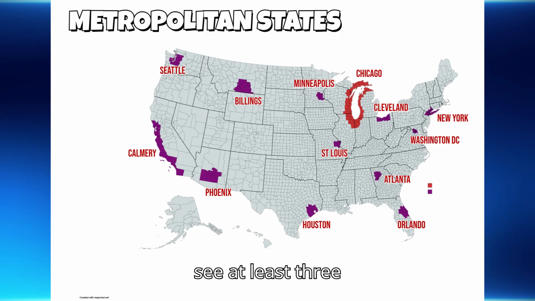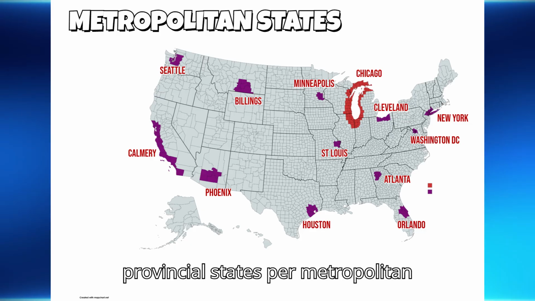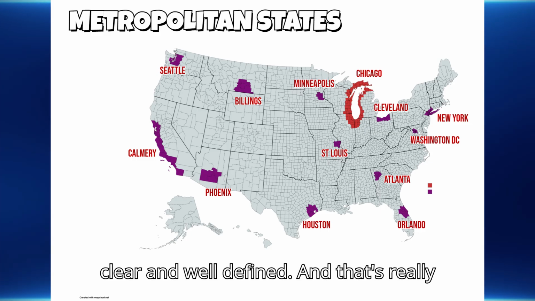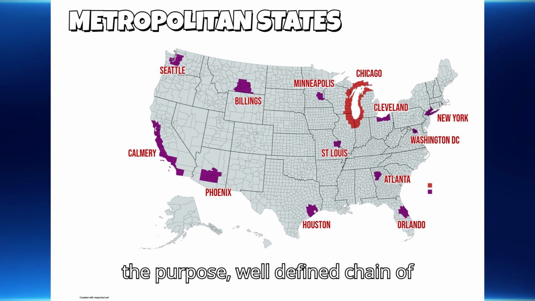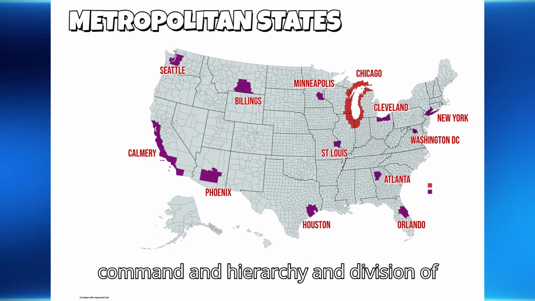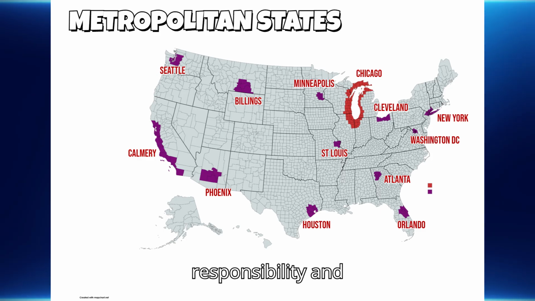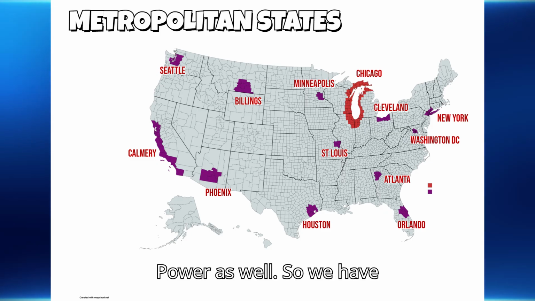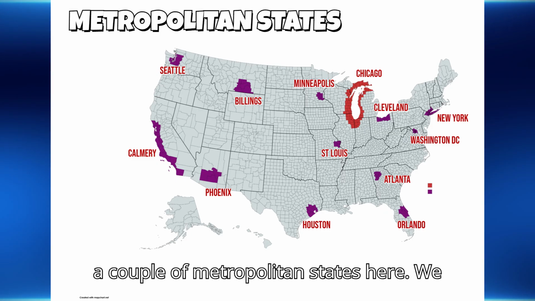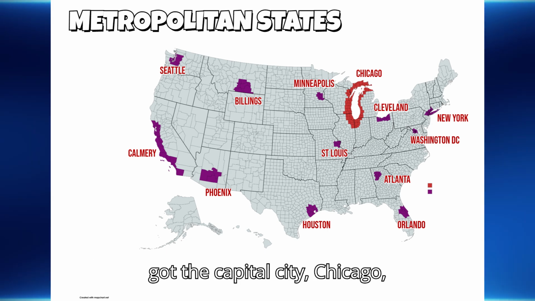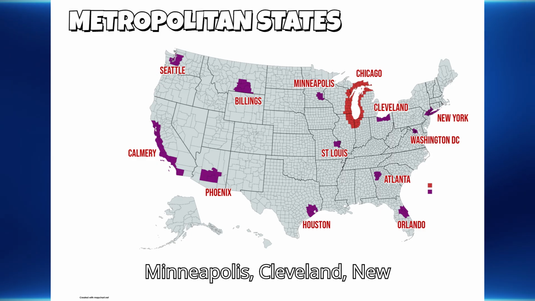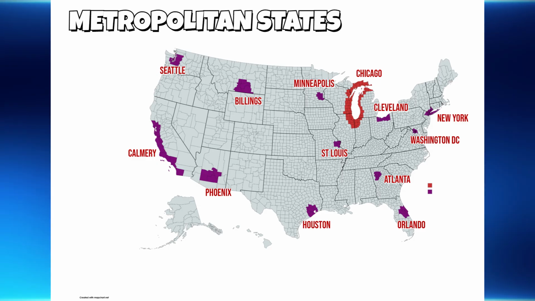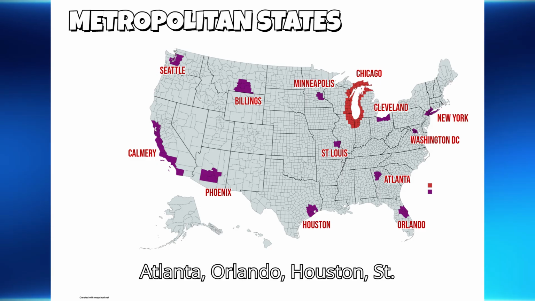Typically, I really want to see at least three provincial states per metropolitan state to just keep things simple, clear, and well defined. And that's really the purpose: a well defined chain of command and hierarchy and division of responsibility and government power as well. So we have a couple of metropolitan states here. We got the capital city, Chicago, Minneapolis, Cleveland, New York, the old Washington, D.C., Atlanta, Orlando, Houston, St.